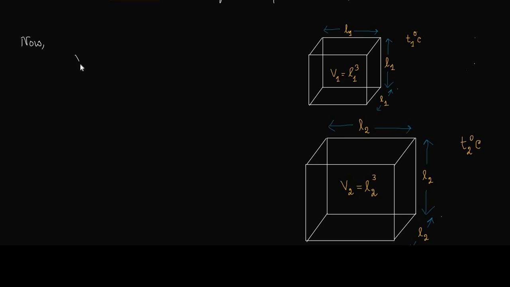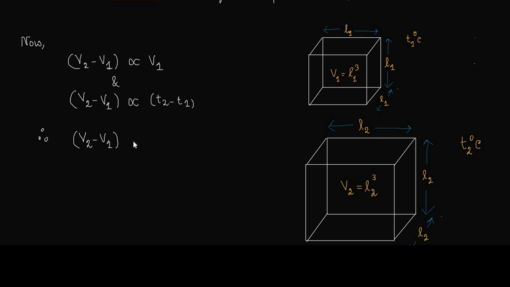Now the change in volume of the cube, that is V2 minus V1, is directly proportional to V1. Also V2 minus V1 is directly proportional to T2 minus T1, where T2 minus T1 is the change in temperature of the solid body. Simultaneously, you can write V2 minus V1 proportional to V1 into T2 minus T1.